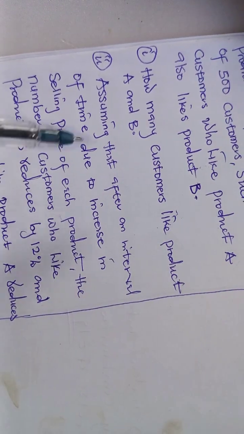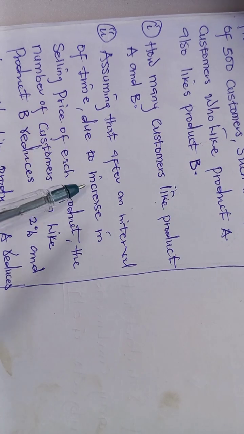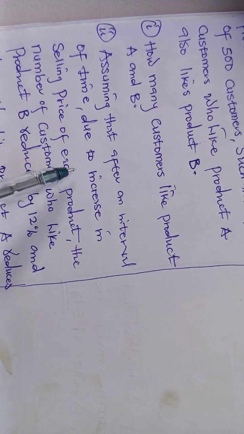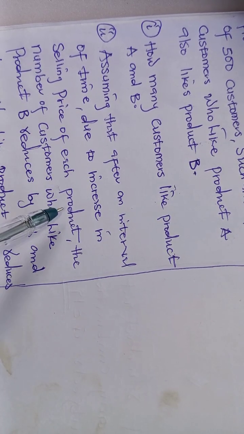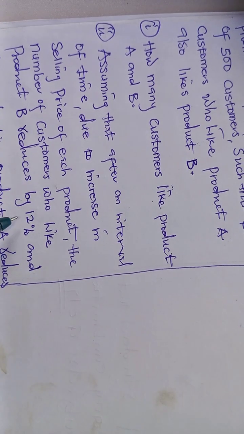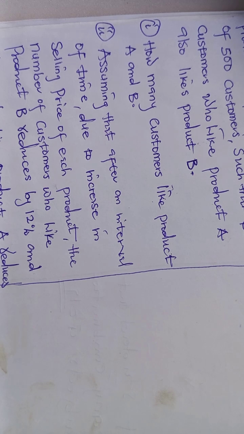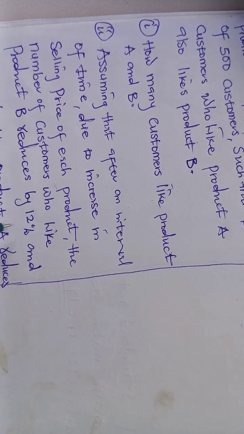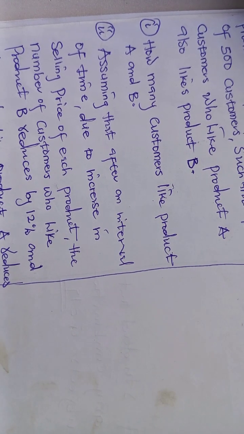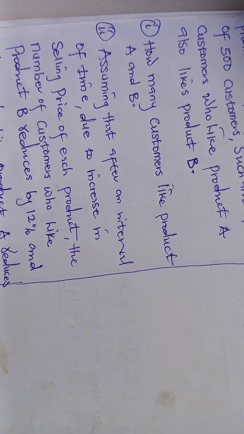Question 2 says we should look for the following. Assuming that after an interval of time, due to an increase in the selling price of each product, the number of customers who like product B reduces by 12%, and those who like product A reduces by 8%. How many customers like neither, given that 255 customers like both?